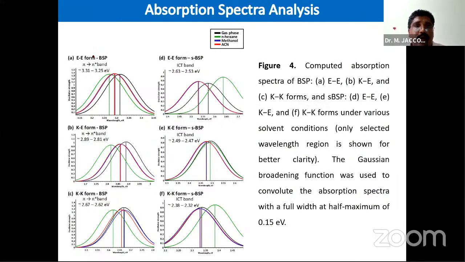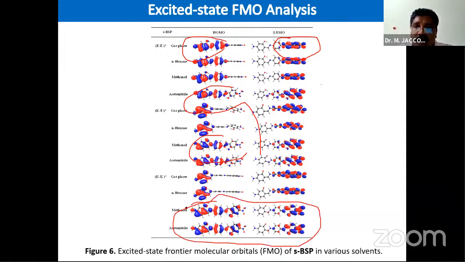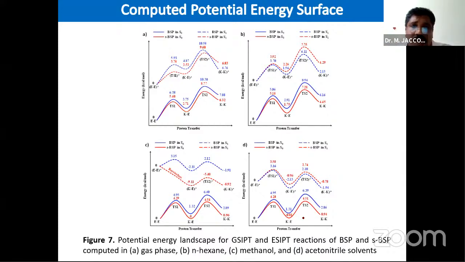Okay, then we have computed all kinds of absorption properties in terms of three forms: EE form, KE form, KK form. That is the enol, keto, keto form. And then the same for emission. Then you can see from here the HOMO-LUMO transition. You can see there will be a pi to pi star transition. The push-pull effect is predominantly enhancing the delocalization, especially this particular delocalization is enhanced in the excited state of keto, in methanol and acetonitrile solvent. These are all the transition states we have computed.